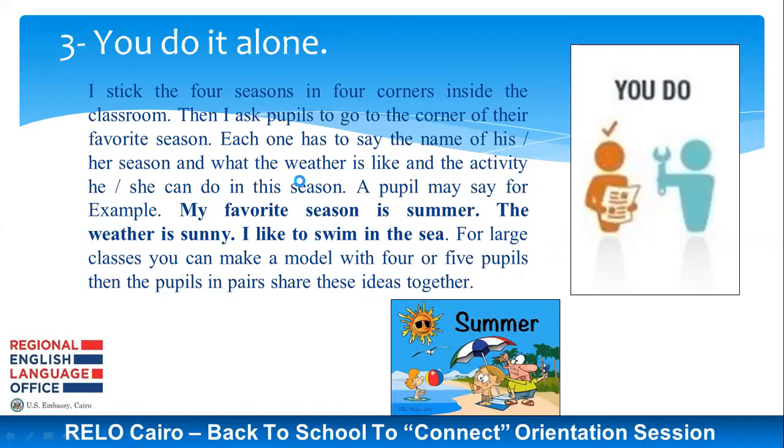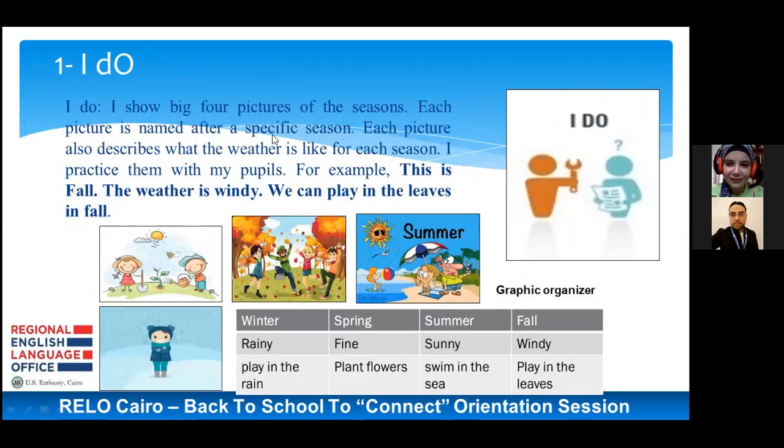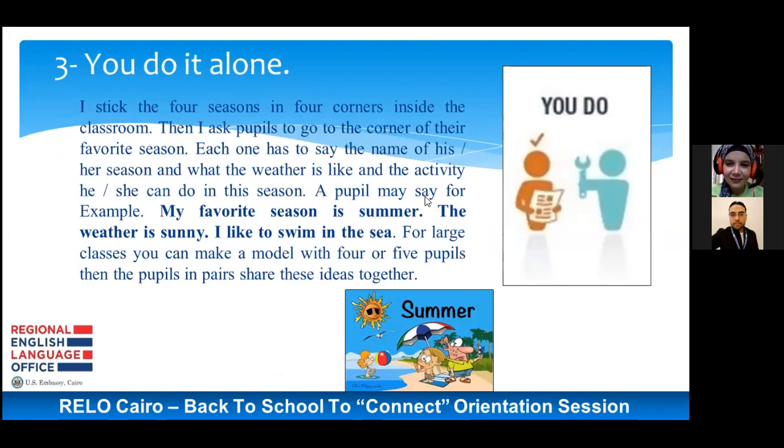So you gradually give your students the responsibility. The first step of the gradual release model: you present a model and use a graphic organizer. The second one: you divide the classroom into groups and talk about a specific town, the weather in it, and the activities and weather in each season. And at last, you give the students the responsibility to talk about their favorite seasons more freely. So, let's go back to the backward design.